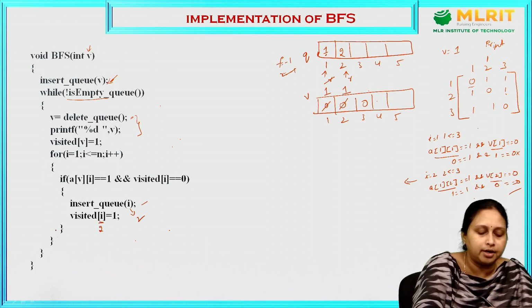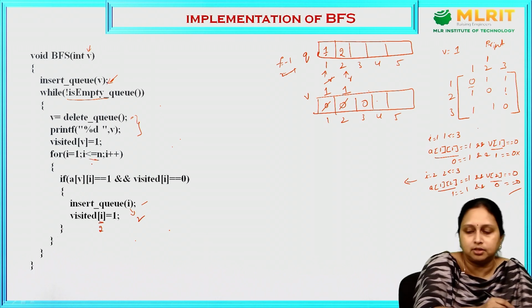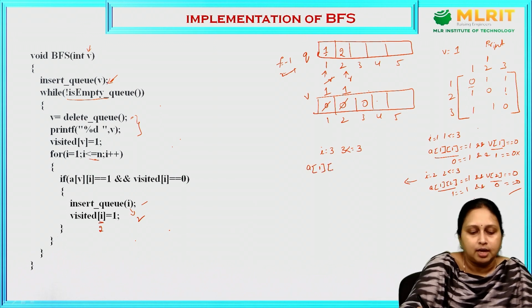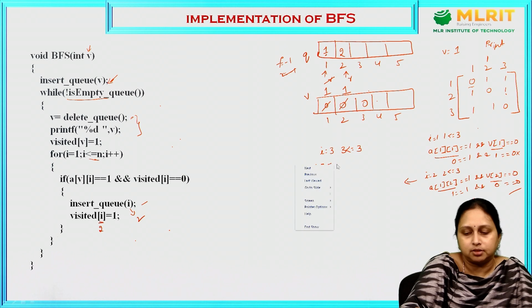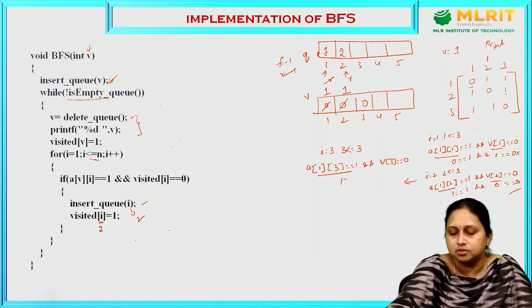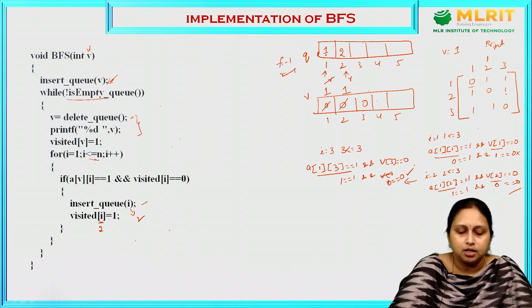Now this loop will be repeated for the third time. This is not ended, right? Still the condition has not failed. It is iterating. Now I becomes 3, 3 less than or equal to 3. Condition true again. A of V is 1 only and I is 3. Now you see A of 1 3 is 1. Yes, again the condition is true. And visited of 3 is also 0, equal to 0. Condition true again. In this way you are going to check.